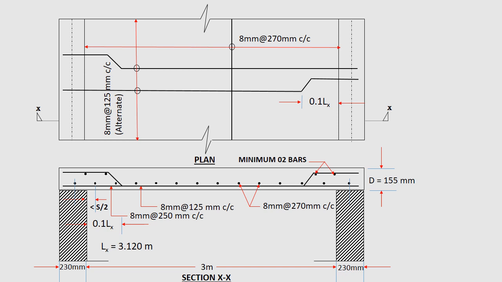Now these are the distribution reinforcement which are provided in the longer direction. So this is the spacing of the distribution reinforcement as we have obtained, 8 mm at the rate of 270 mm center to center. Now at least 2 numbers of distribution bars should be provided at the top near the support. So this is all about the detailing part.